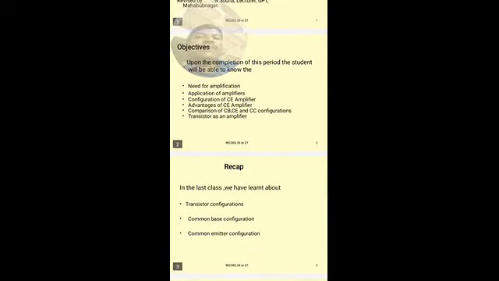In the previous class we have studied the need of amplification, different configurations of transistors. Now today we will see how a transistor acts as an amplifier.